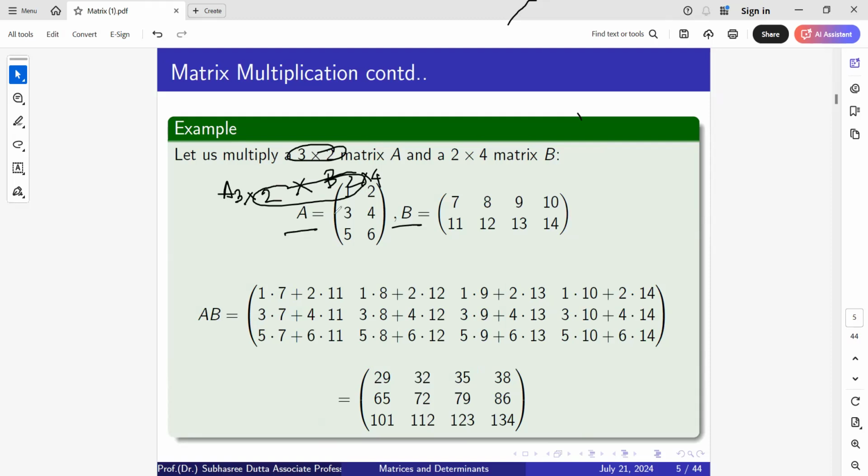So when you multiply A into B, take the first row multiplied with the first column. Take the first row multiplied with the second column, first row, third column, first row, fourth column. This will be this element. Similarly, for this, you have to do all, and for this you have to do all. So this is the output matrix.